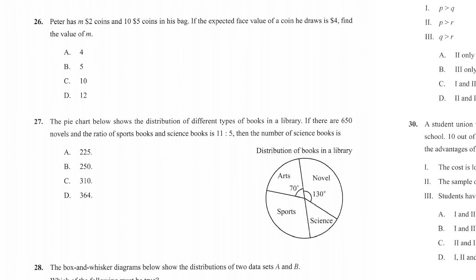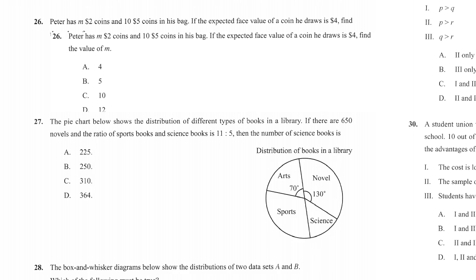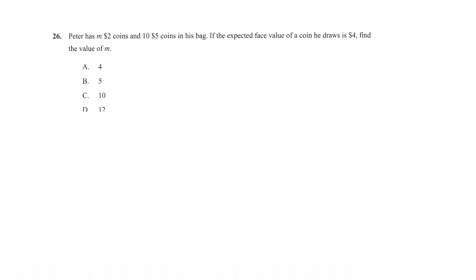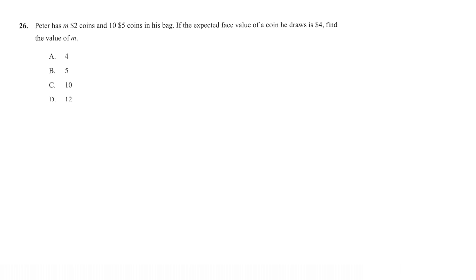Remember what is expected value? Expected value seems like average. It seems like on average. What is the outcome on average? So they say that there are M $2 coins, 10 $5 coins, and if the expected face value, that means if we draw any one coin, and the value on average is 4, we have to calculate the value of M.